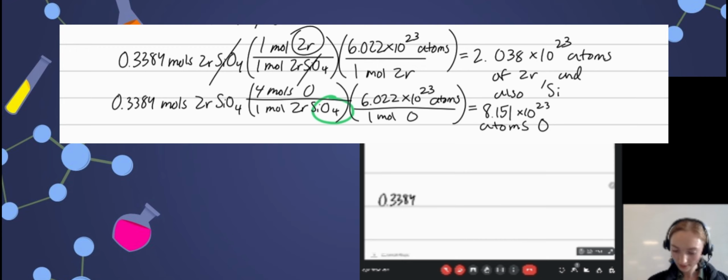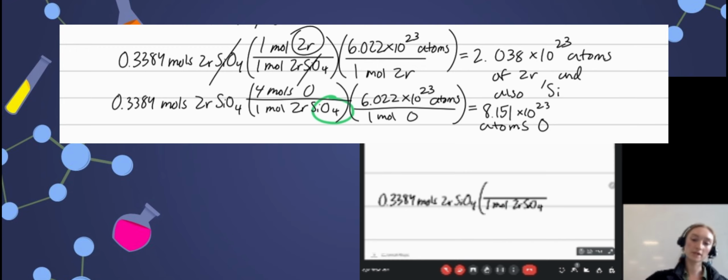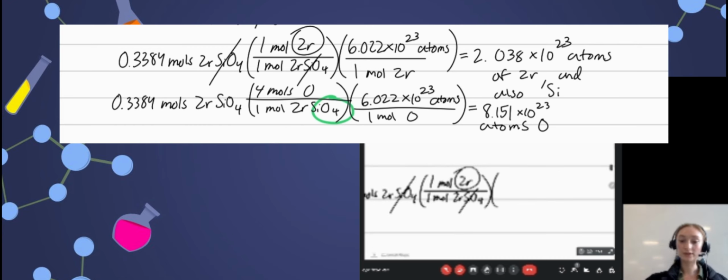So let's start with 0.3384 moles of zircon silicon oxide, and so we have 1 mole of this compound, and so we're going to use a ratio between how many of this compound will have how many of whatever atom we're working with. So with 1 mole of zircon silicon oxide, we have 1 mole of zircon, and so then we're in moles of zircon since these two canceled out, and so now we will do the amount of mole to stuff ratio.